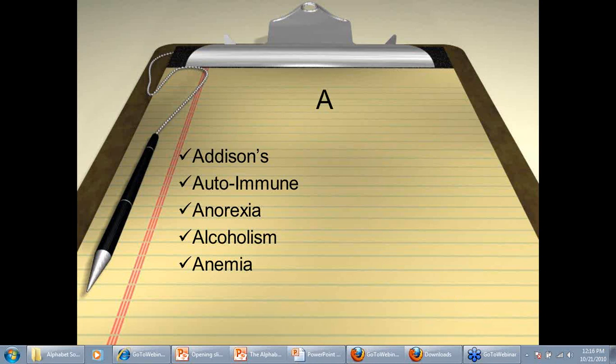It becomes part of the history. Do you drink? How much do you drink? As well as when I ask, do you smoke and how much do you smoke? So alcohol is a concern, and I always make sure that patients aren't drinking to excess. So we'll go to number C.